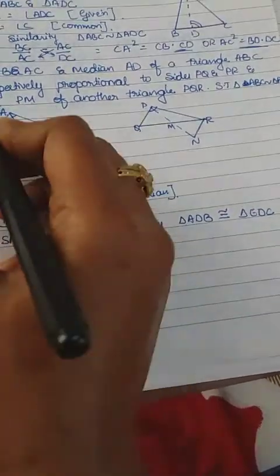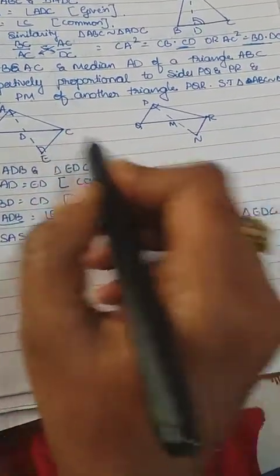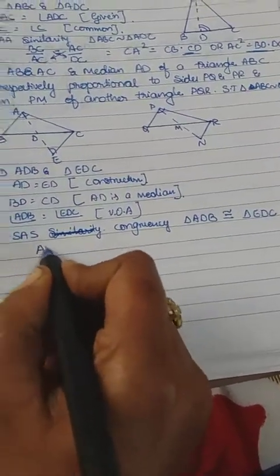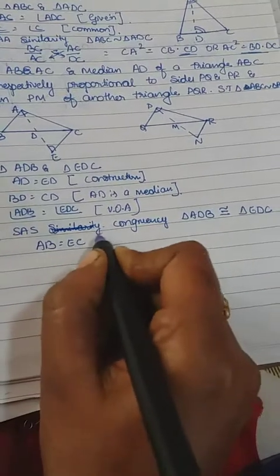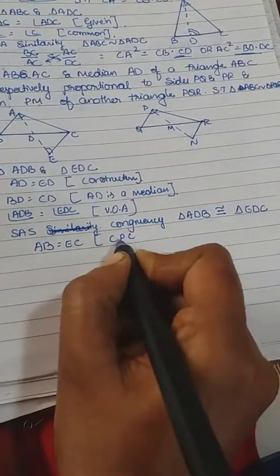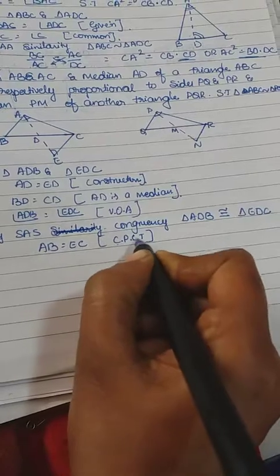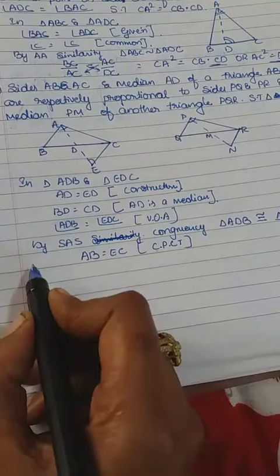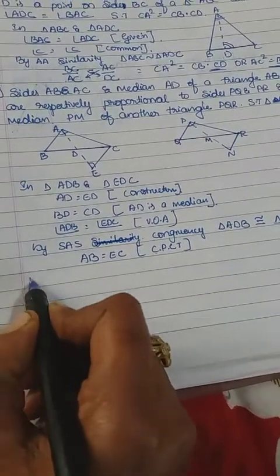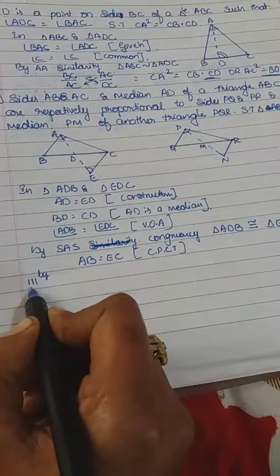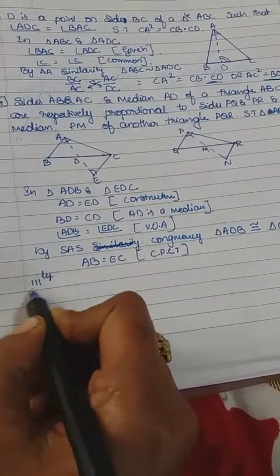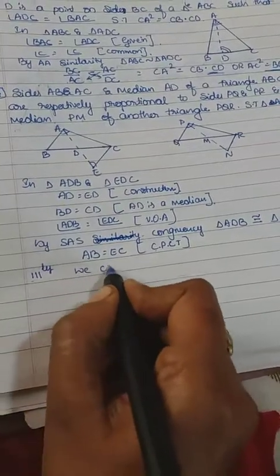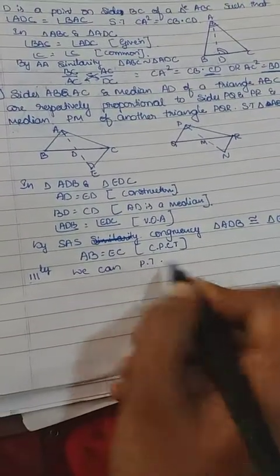So which are those corresponding parts? AB equals EC. Why? By CPCT. CPCT means corresponding parts of congruent triangles. You learnt this in 9th standard only. So similarly we can prove. Keep in mind students, this is the similarly symbol, three dots. Similarly we can prove like that.